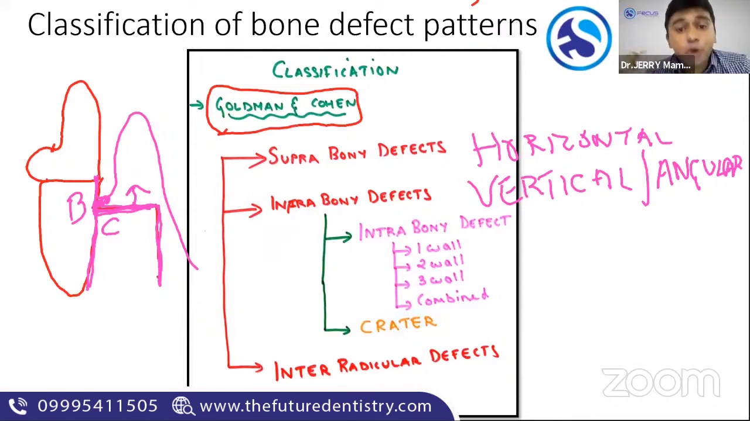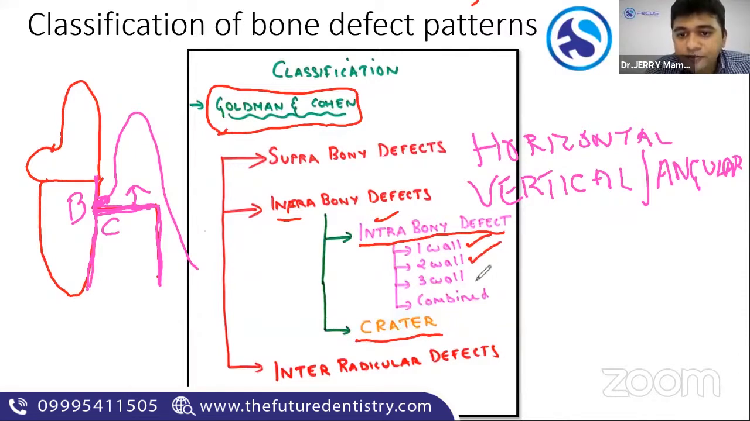What are these? These infrabony defects are further subdivided into two categories. They are subdivided into intrabony. Remember, this is F, this is T. Infrabony, intrabony. So you have an intrabony defect and you have a crater. This intrabony defect is further subdivided into one wall defect, two wall defect, three wall defect, and sometimes you can see something known as combined defect. So you have suprabony defect and infrabony defects. Infrabony defects is further subdivided into intrabony defects and crater. And the last classification is interradicular defect.